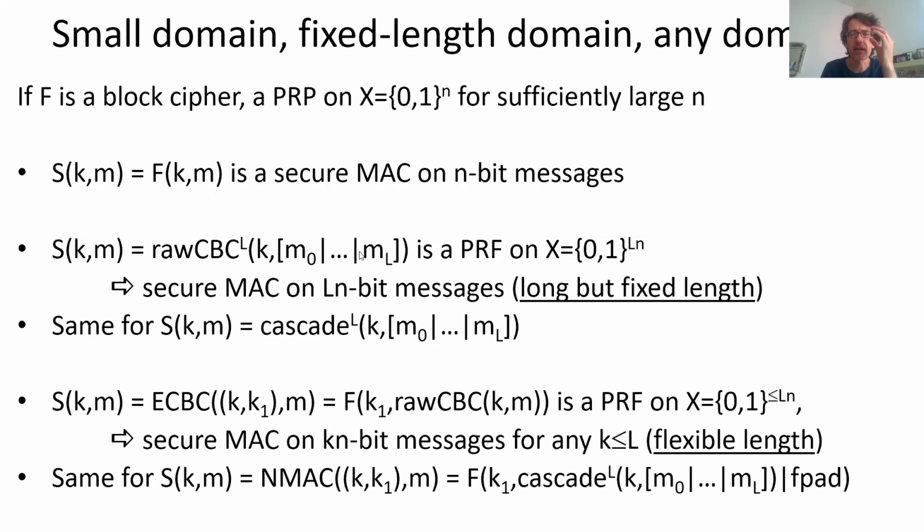So, and this is something I mentioned before, in the case of NMAC, but the same is true for CBC. If I run CBC on fixed length messages, however long, but always the same, then I don't have to do post-processing encryption. So raw CBC works, and the same for NMAC.